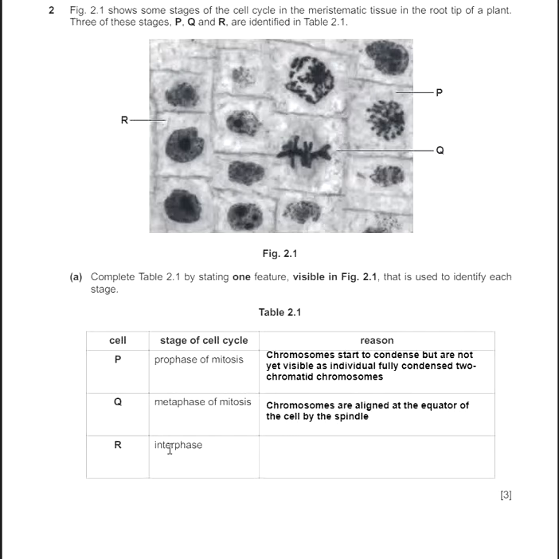Okay, and R is interphase. Interphase is anything that is not mitosis, basically. Interphase is the phase of the cell cycle where the cell spends most time. It's composed of the G1, S phase and the G2 phase. These are the three phases in between mitosis and cytokinesis, in between the nuclear division and cell division.